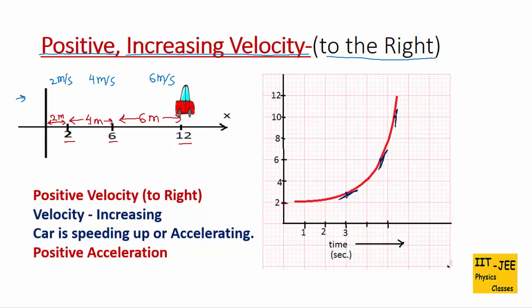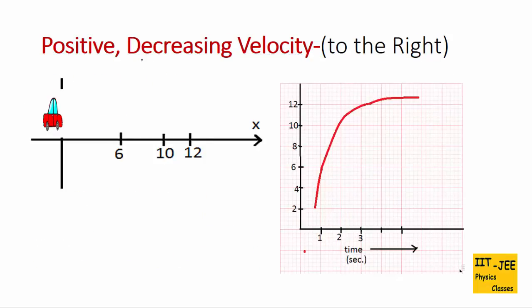You can see slope is increasing with the time. Here slope is flattened and then it's rising up like this. So that means slope is increasing and so the velocity is increasing, because slope of the graph tells the velocity of the object. So velocity is increasing, that means car is speeding up or accelerating. So object has a positive acceleration.